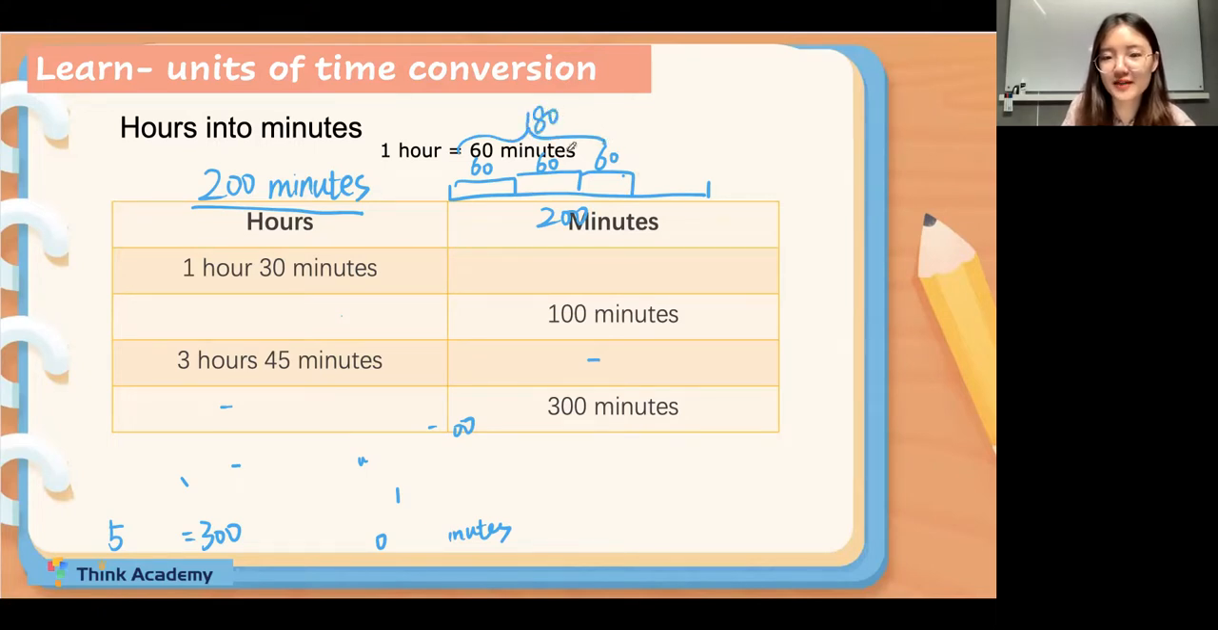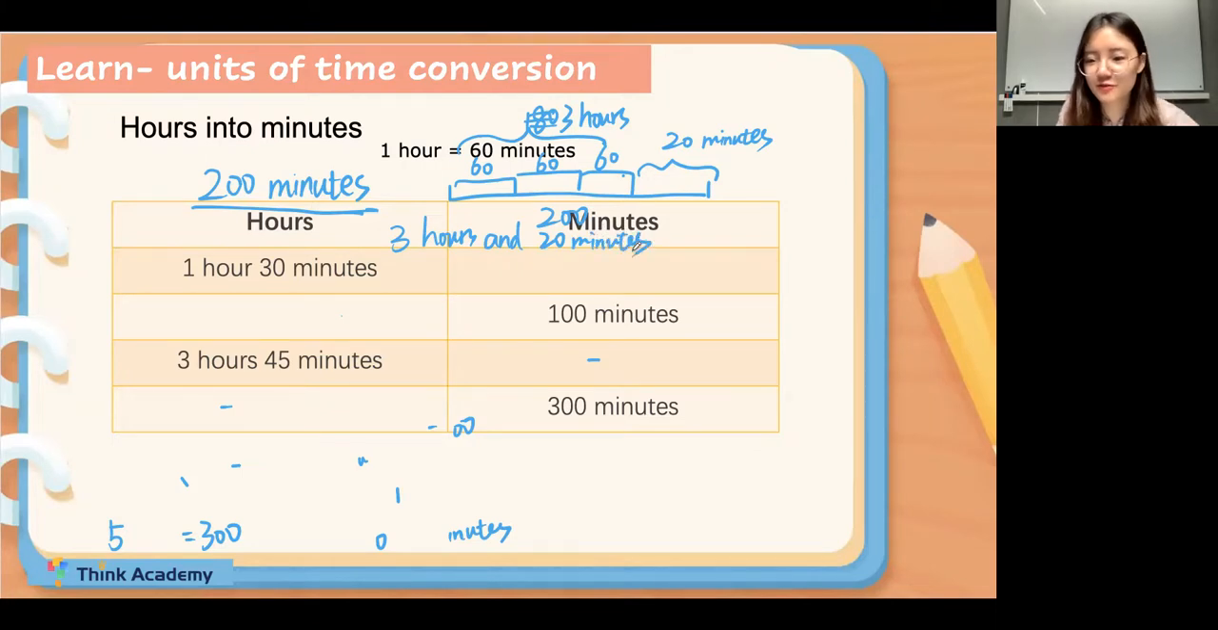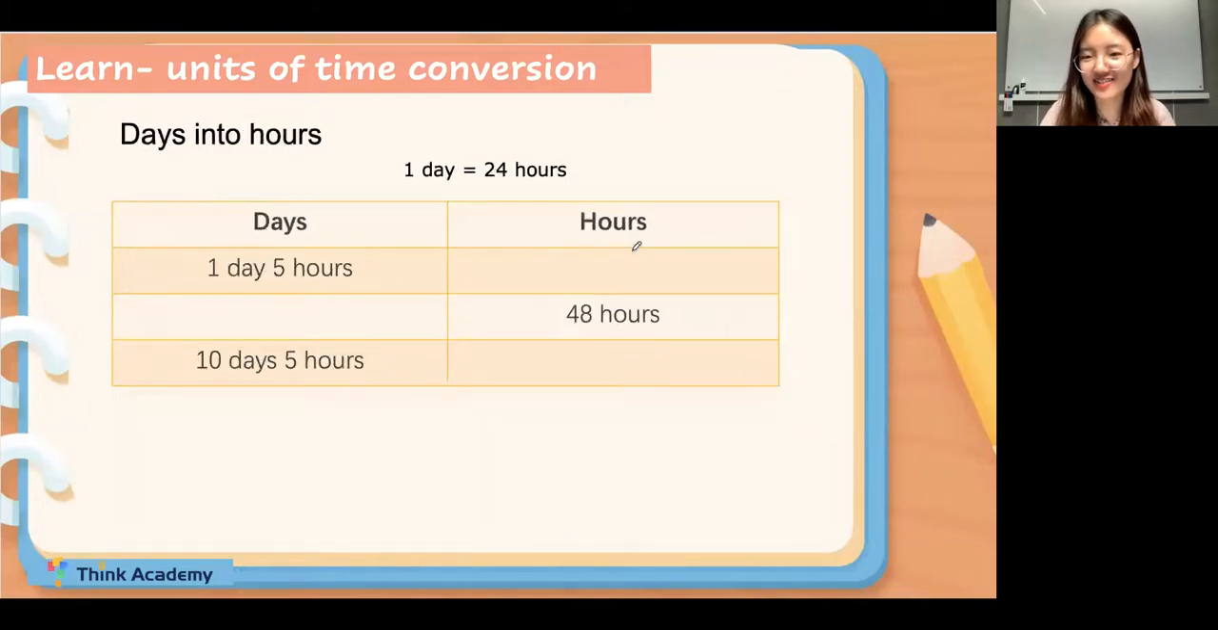So there will be 3 hours. And then how many minutes will be left? How many minutes will be left? 20 minutes, right? So the 200 minutes will be converted to 3 hours and 20 minutes. Okay, does it make sense for you? Okay, if you have any question, you can contact me after the class, okay?